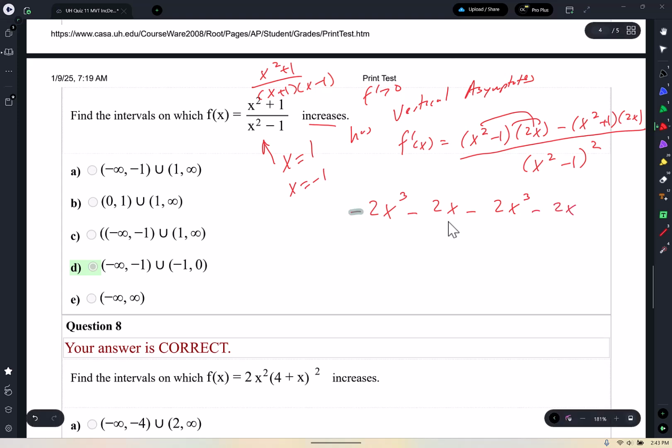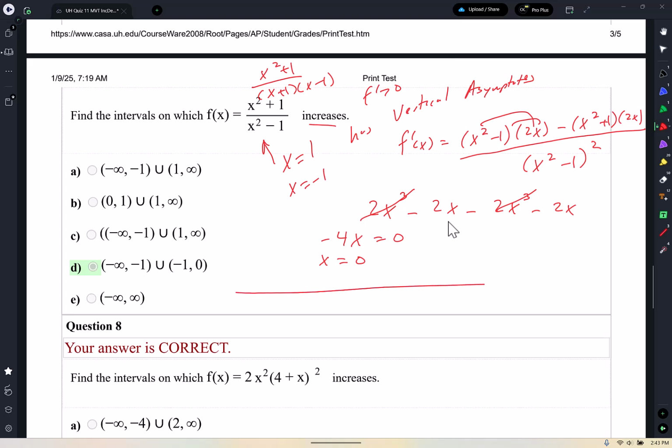Oh, yeah, you're right. Thank you. Or else I would have gotten it wrong. I would have been like, what the heck? That's just the numerator, guys. I'm not focusing on the denominator. These 2x cubes cancel out, and I have -4x equals 0, and the only critical number I get is 0. Here's my f prime.